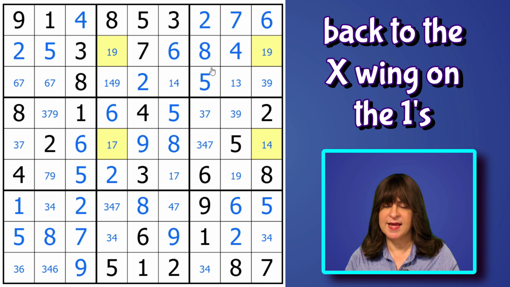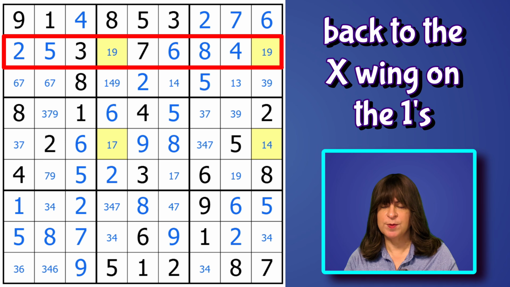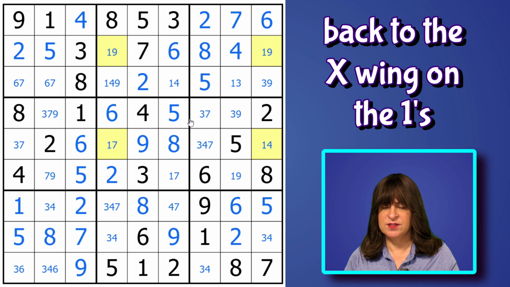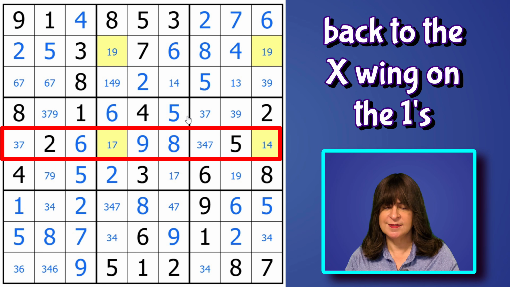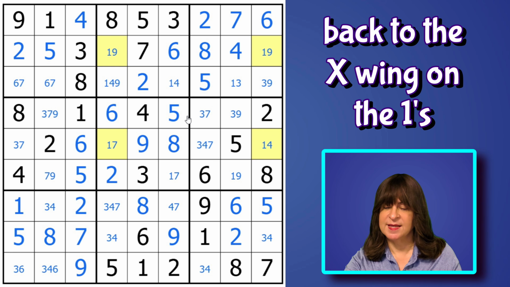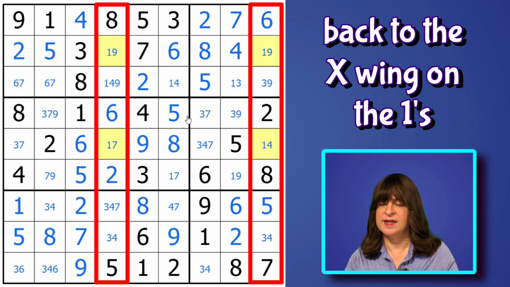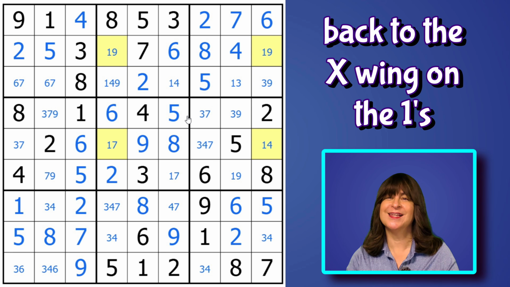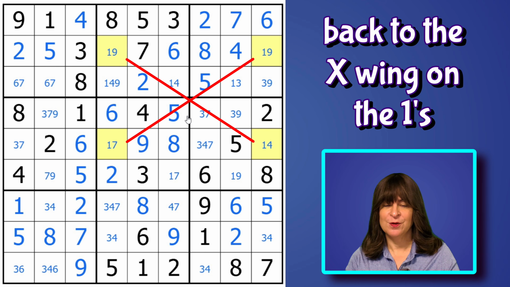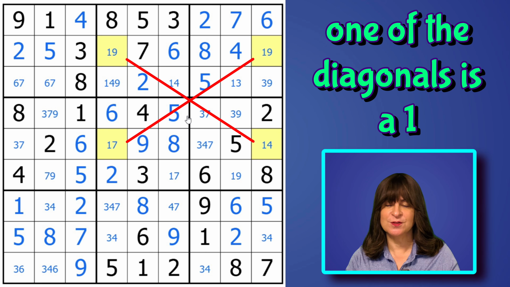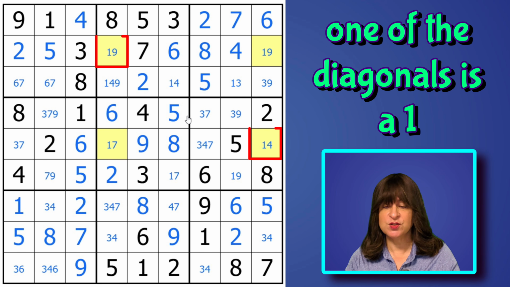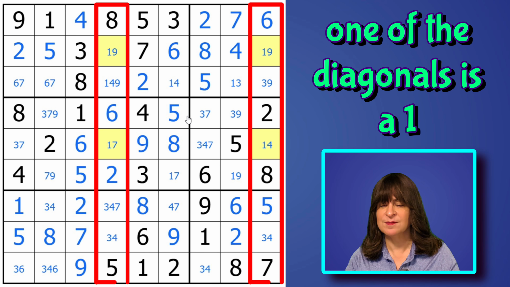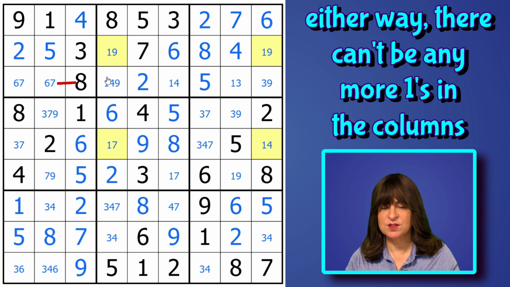Okay, let's get back to the X-wing. This row has two possible 1s, and this row has two possible 1s. And they line up in the same columns, columns 4 and 9. So we have a classic X-wing pattern here, which means that one of the diagonals is a 1. Either these two are the 1s or these two are the 1s. So either way, there can't be any more 1s in the columns. So we can eliminate this one here in column 4.